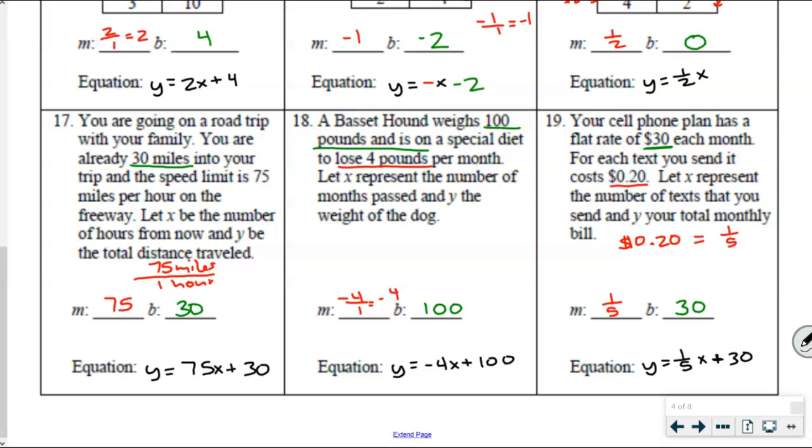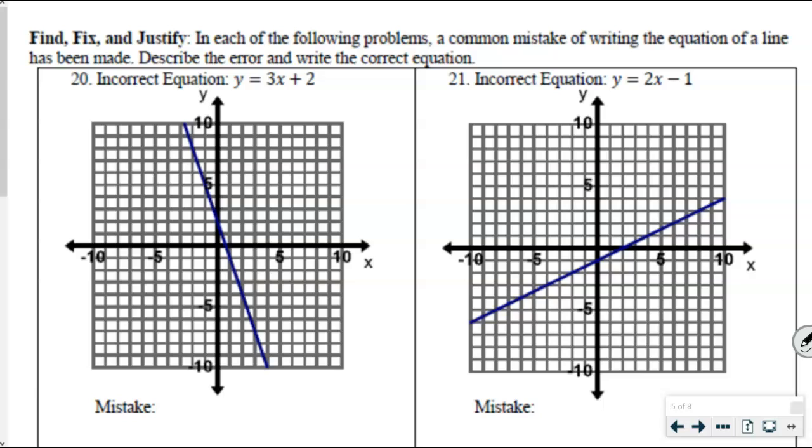Let's move on. This next set of problems are all identifying mistakes. So common mistakes that I have seen students make, they're all here in the next examples. So we're writing equations from a graph. Here is the graph that is already given. The graph is correct. The equation is what is incorrect. So this is the equation that students wrote incorrectly.